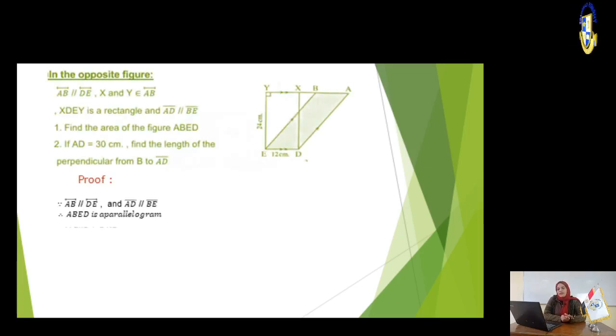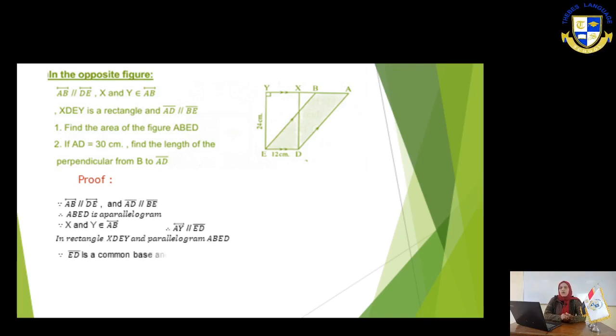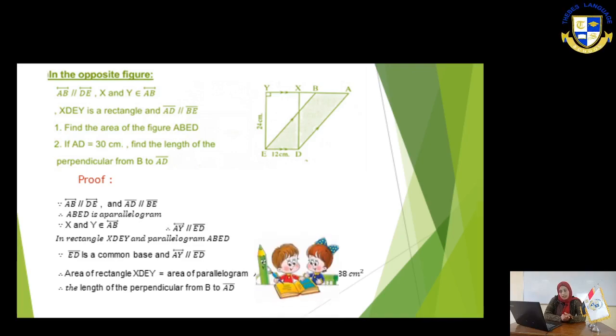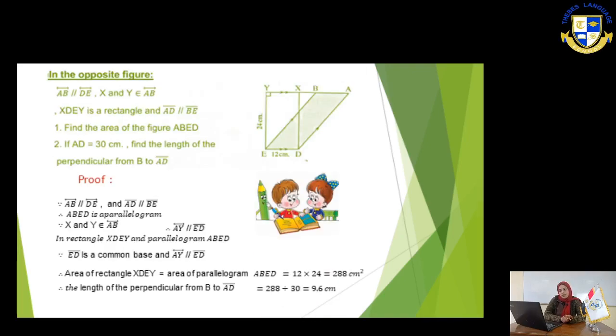In the opposite figure, AB is parallel to DE, X and Y belong to straight line AB, XDEY is a rectangle, and AD is parallel to BE. At the beginning, find the area of the figure ABED. If AD equals 30 centimeters, find the length of the perpendicular from B to AD.